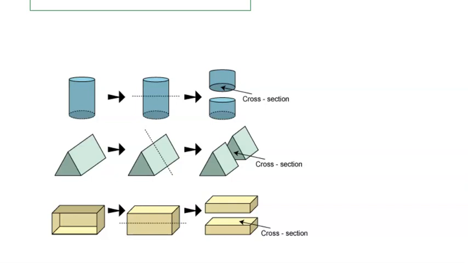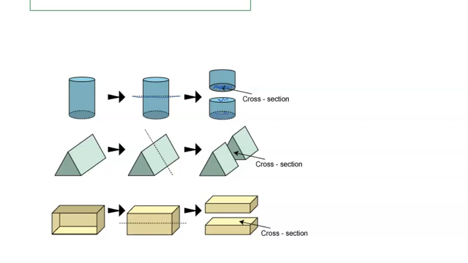If we take that cylinder and we cut it in half across the middle there, it cuts it into two different halves, and that exposed face is what we call the cross-section. You'll notice it's a circle. It's exactly the same as that base shape anyway.